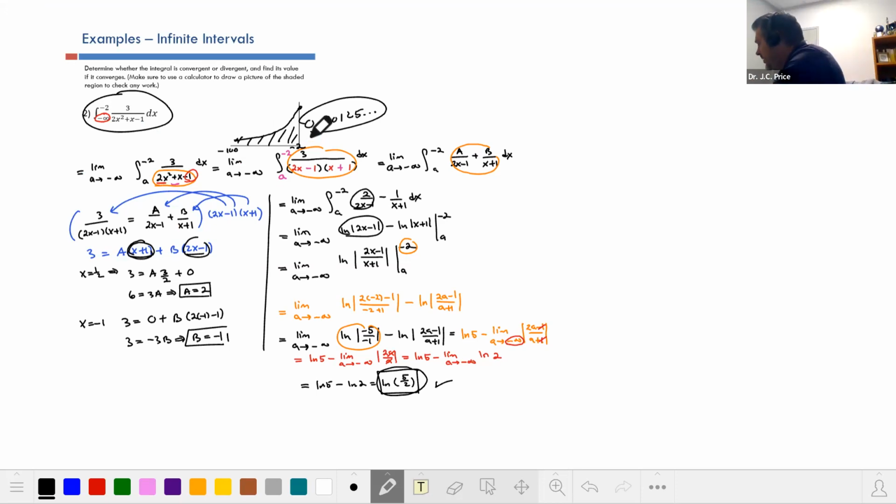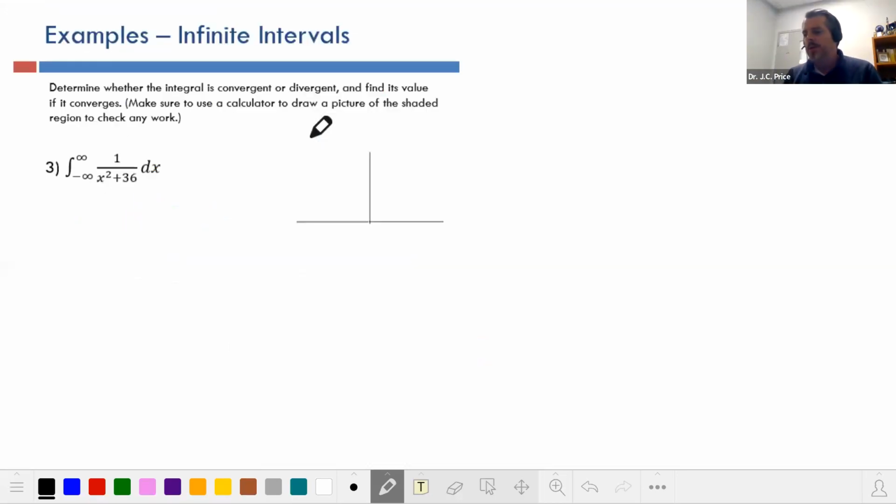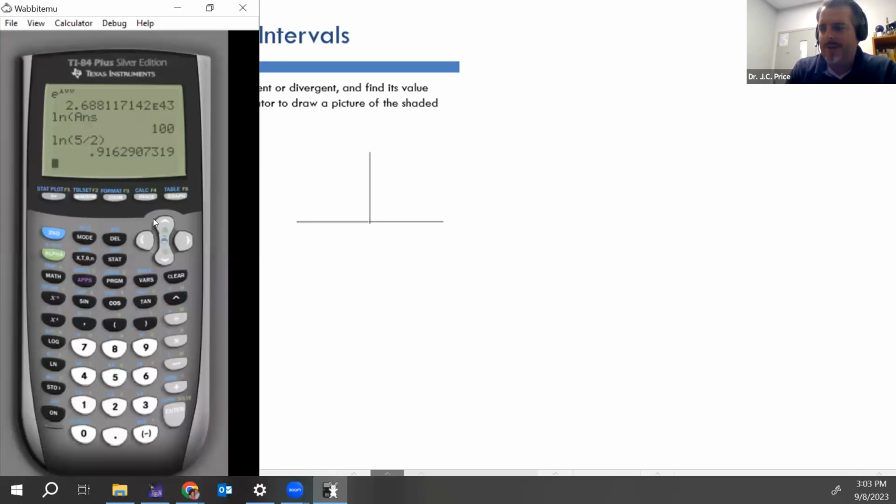Okay, so we have one last problem to do here. And this is an improper integral with double infinity. So you have a negative infinity and a positive infinity. To do this one, I'm going to graph it first. I should have graphed the other one first because it's just nice to see what it looks like, so you have a feel for what's happening. And so let's graph this thing.